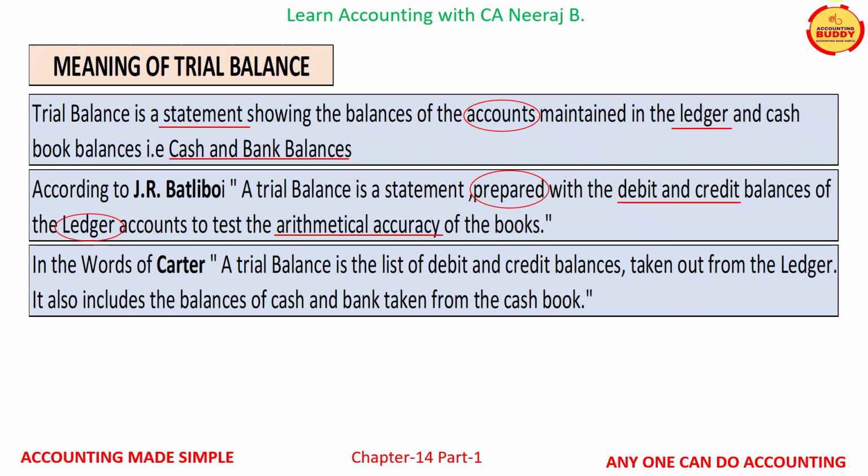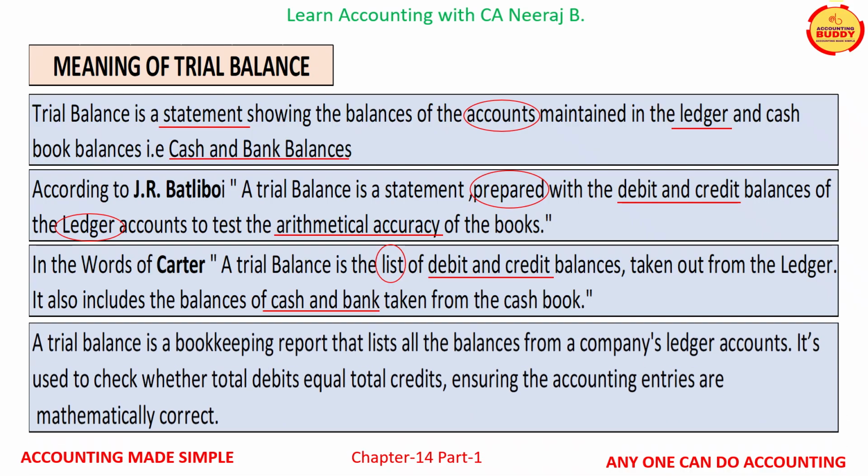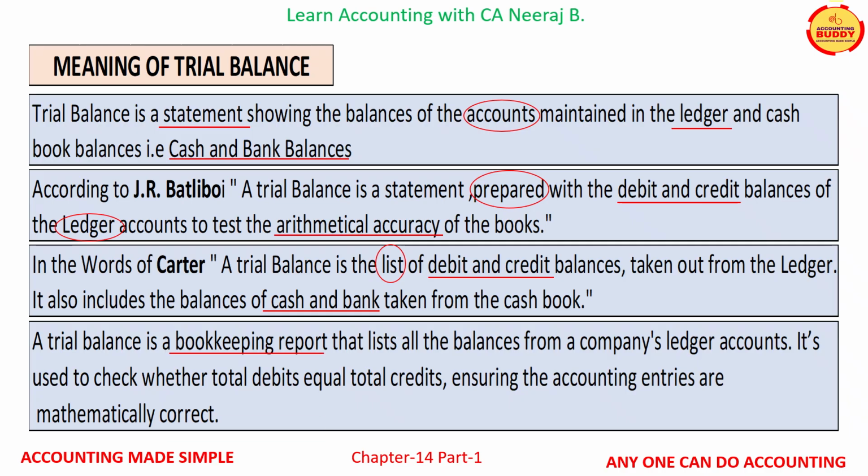In the words of Carter, a trial balance is the list of debit and credit balances taken out from the ledger. It also includes the balances of cash and bank taken from the cash book. To sum up, a trial balance is a bookkeeping report that lists all the balances from the company's ledger accounts. It's used to check whether the total debits equal total credits, ensuring the accounting entries are mathematically correct.